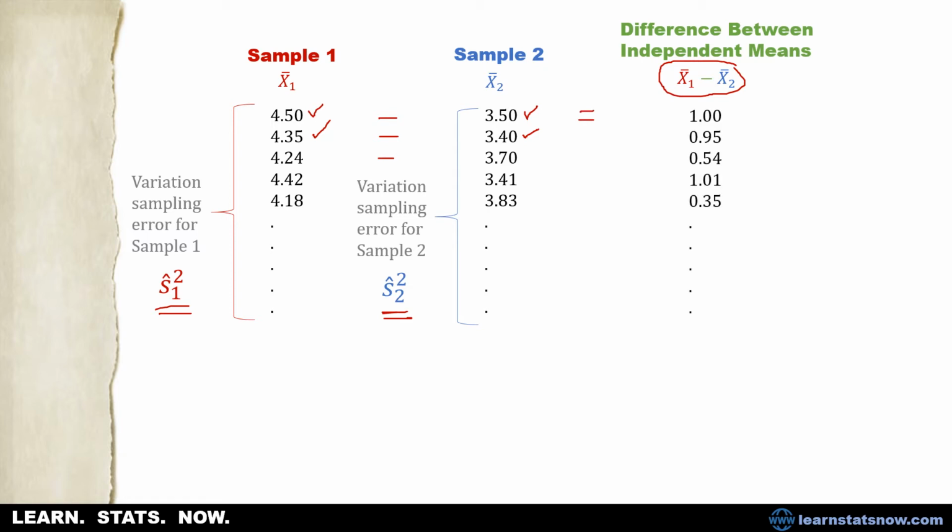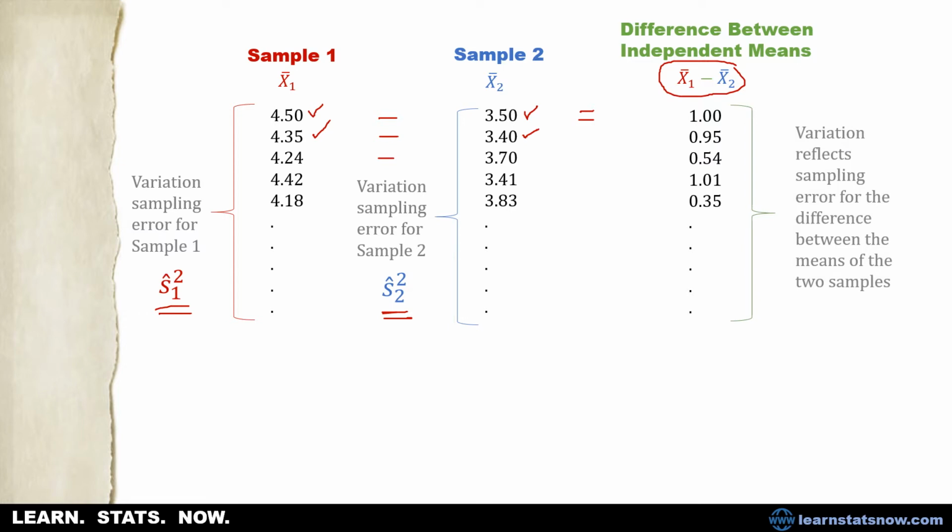So in the first case, it's 1.0. In the second case, it's 0.95. In the third case, it's 0.54. Now, what you're noticing is that just like with sample 1 and sample 2, those values for the differences are not all the same, nor should we expect that, right? So what we're creating is a new distribution, and it's a distribution of the difference between those independent means. And the variation in those differences reflects sampling error, but it's sampling error for the difference between the means of the two samples. Okay, but it does create a new distribution.